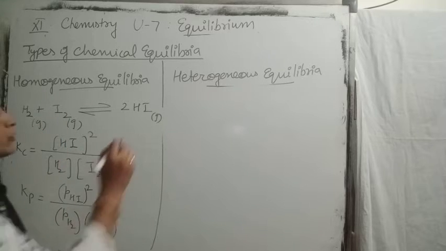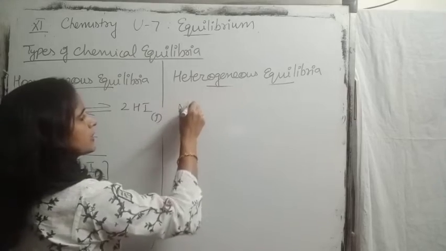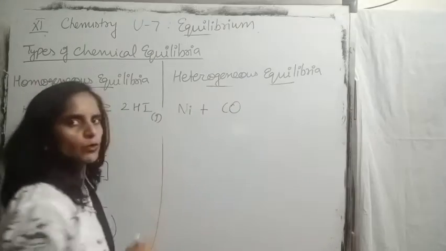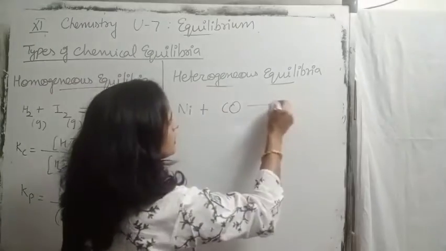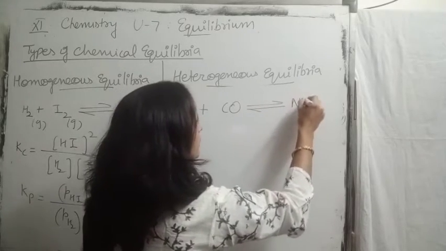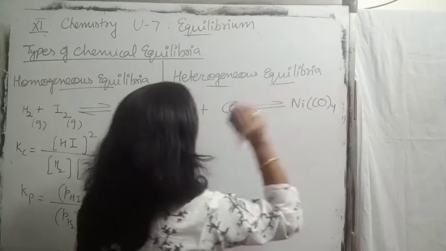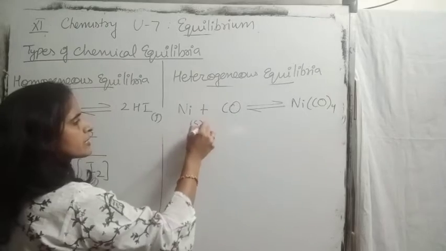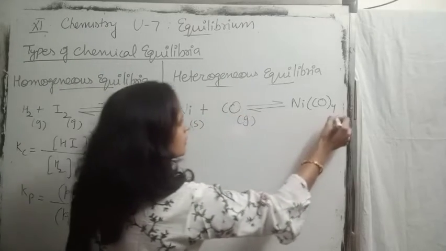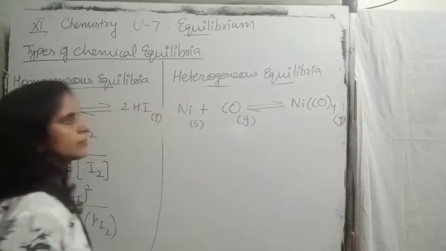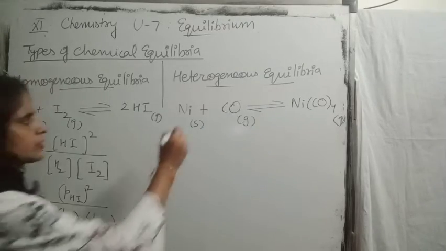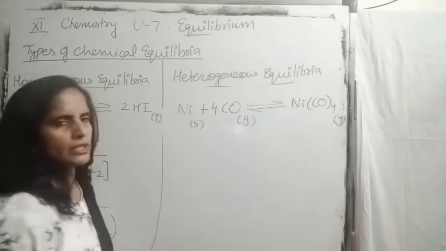Another example of heterogeneous equilibrium: reaction between nickel and carbon monoxide giving nickel tetracarbonyl. Now indicate the physical states, and then in the last balance the equation. So this is the balanced form of the equation.